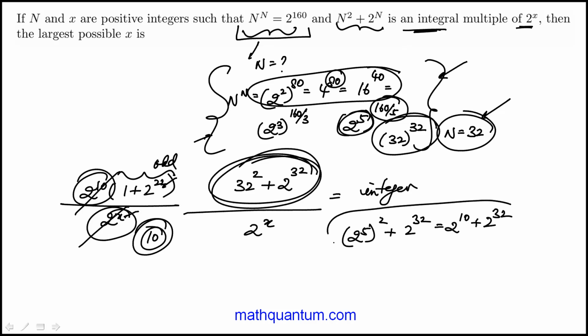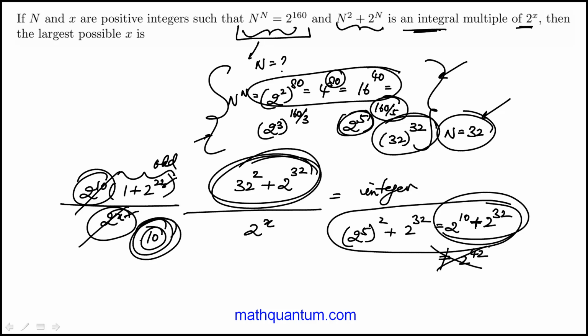And also making sure that, I think a common trap I've seen is, this is not 2 to the 42. Just make sure you always factor. Anytime you have a plus, there's no general rule for adding terms that are in exponent form. Best you can do is factor out and see what happens. So to summarize, the answer is 10.